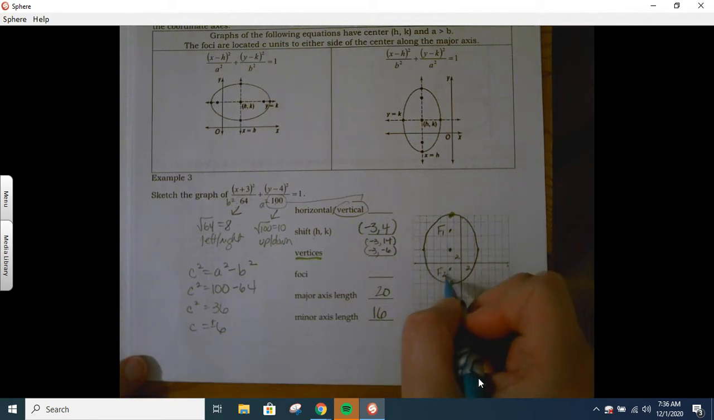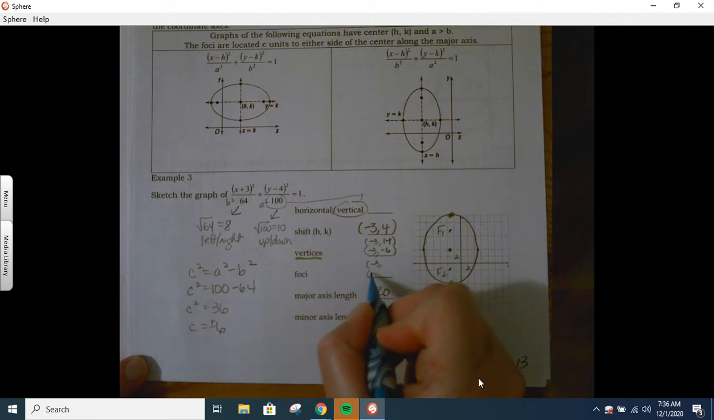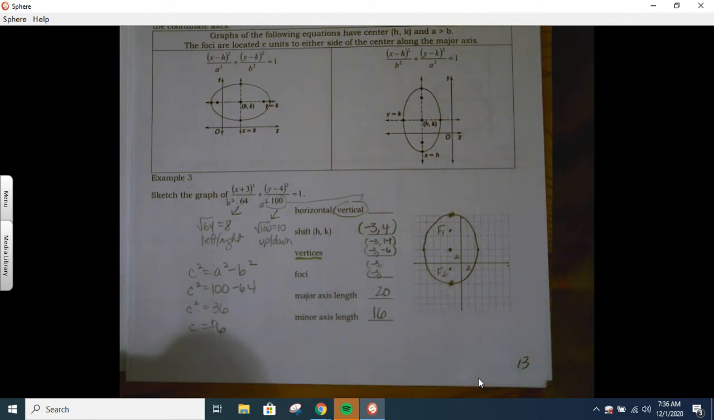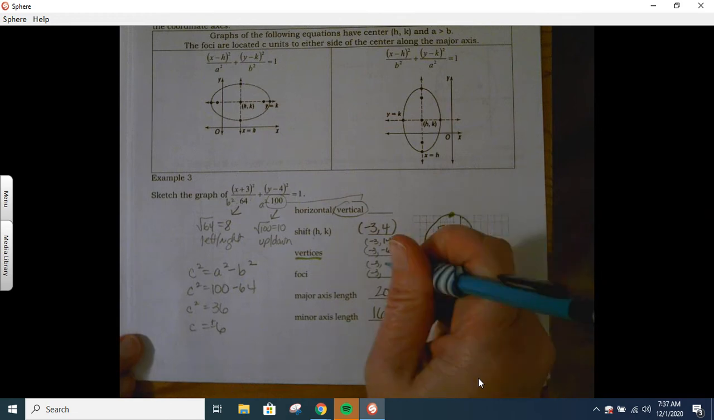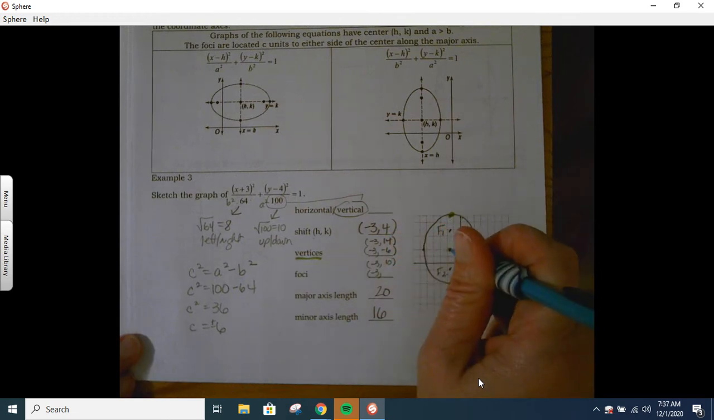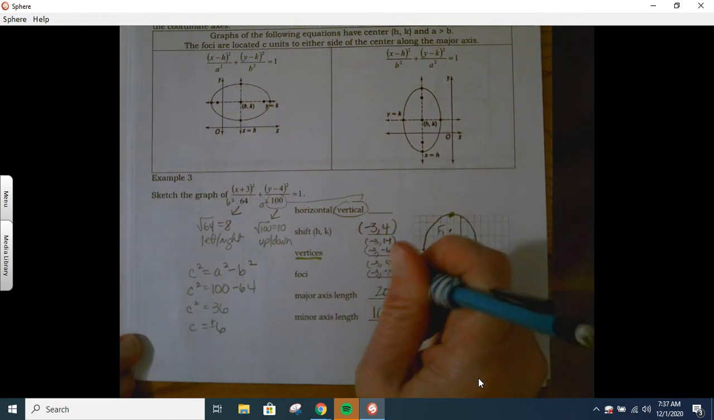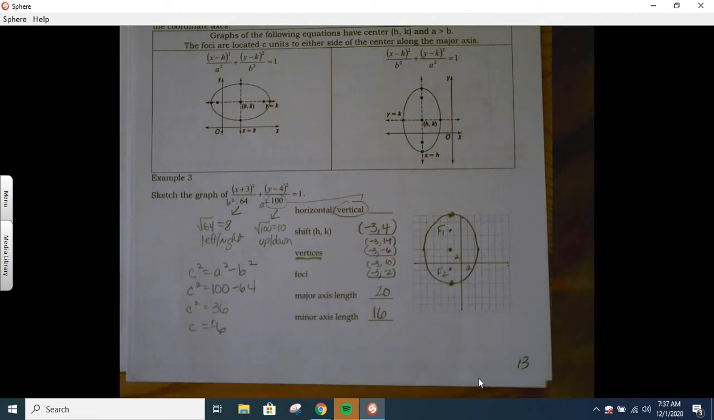up and down 6. So I know both of my x values are negative 3. So from 4, I went up 6. That would put me at 10. And then from 4, I went down 6, that would put me at -2. And so then those are the coordinates of my foci.